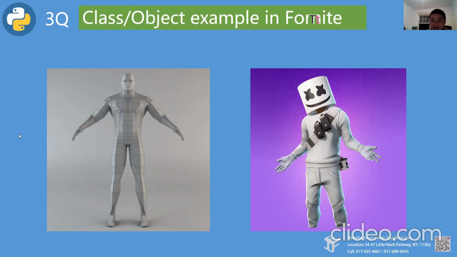Anyway, I just wanted to use Fortnite as an example to help you understand class and object. Here are two pictures. Tell me which one is class and which one is object. Nathan, you there? Class is the first one. Class is the first one. This is object.